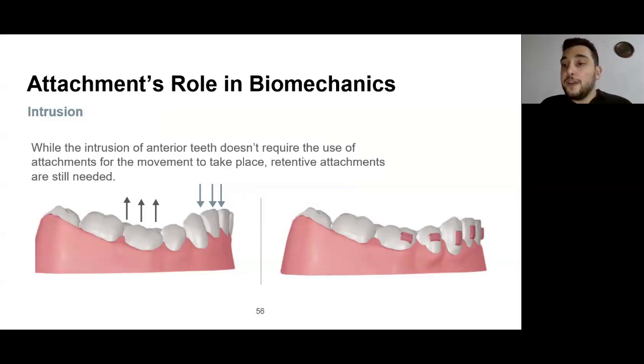Similar to proclination or retraction of anterior teeth, intrusion does not require the use of attachments, but we need retentive attachments for anchorage on the posterior teeth. As you can see in this picture here, we're using a horizontal rectangular beveled attachment.